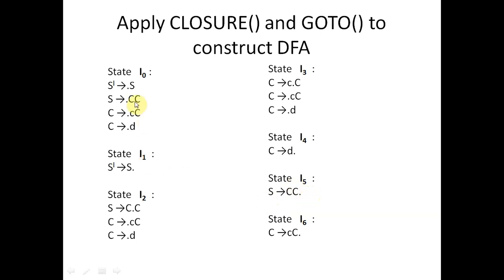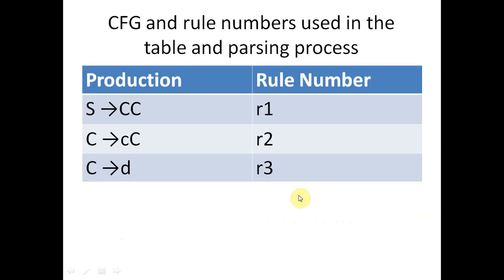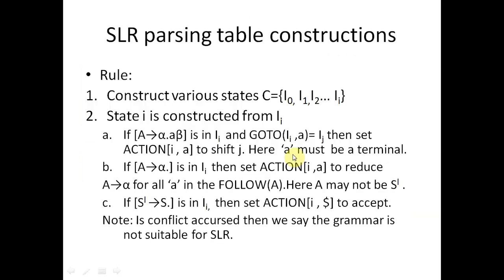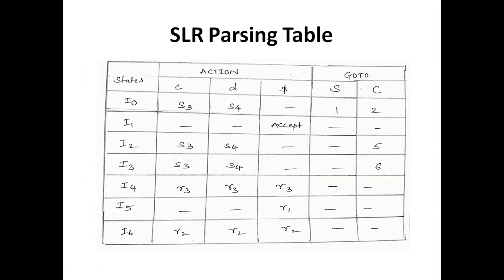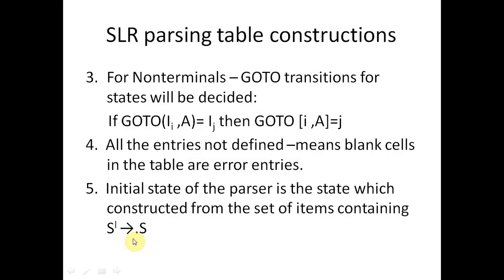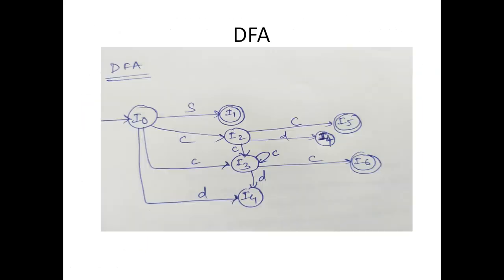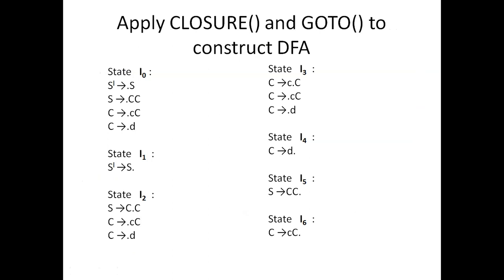So for the fifth state with respect to dollar, we have to write reduce by the rule number. Rule number 1 is S produces CC, rule number 2 is this, and 3. So for the fifth state with respect to dollar, we write reduce by rule number 1. In the table, I5 with respect to dollar is written as rule number 1. The same thing is done for I6. Now for the sixth state, the dollar is at the end, and this is nothing but the capital A as per the rule.